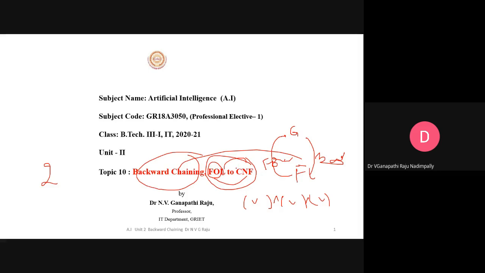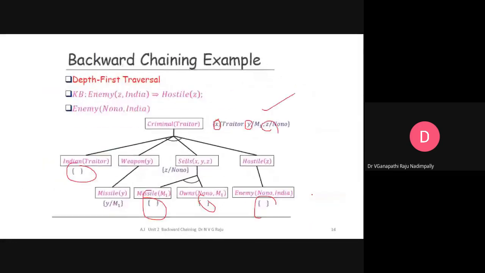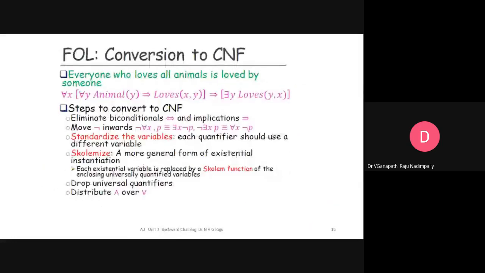First, let me explain the steps for conversion of FOL into CNF. Now, this is my CNF. All my clauses should be enclosed with OR symbols, all my conditions, and all these clauses are ANDed with the AND symbol. First, let me discuss what steps you should follow. Steps to convert into CNF. This is exactly the same as your propositional logic. Instead of propositional logic, we are using first order logic. That's it.